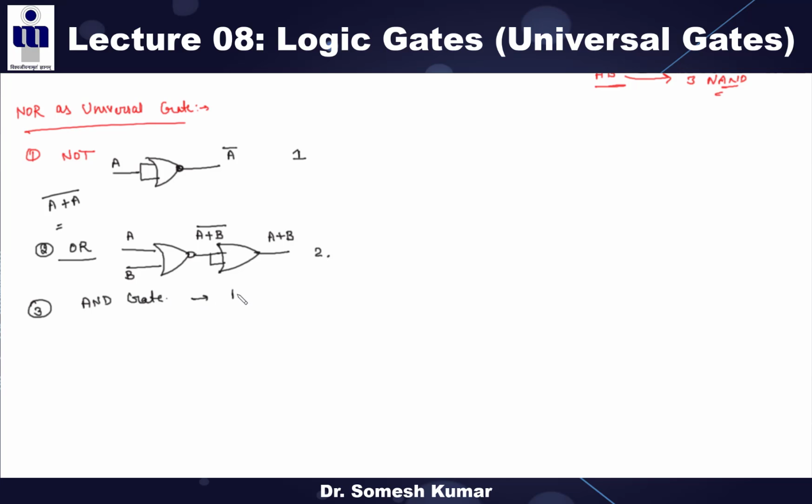Now the AND gate. You know the AND gate is A dot B, and we can also write it in this form, right, for the AND gate. Clear? And now how many NOR gates are used for this? Now it is clear. 3 only. 1 for this, 1 for this, and 1 for this, 3 only. So this is A dot B.